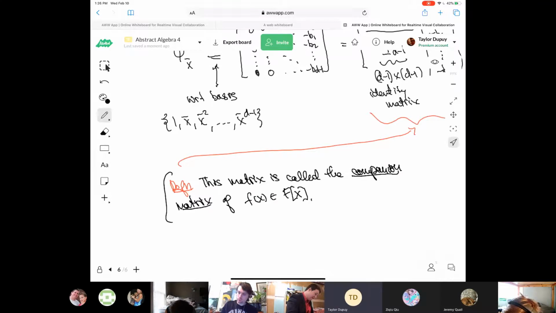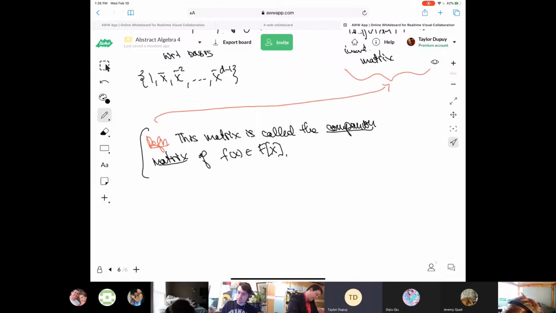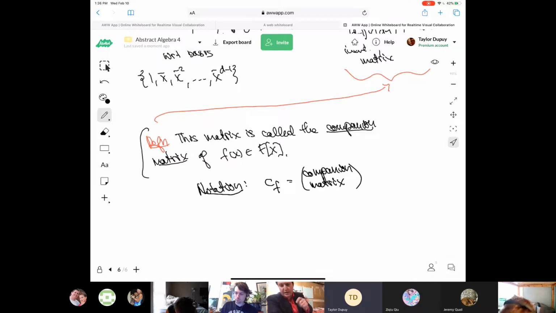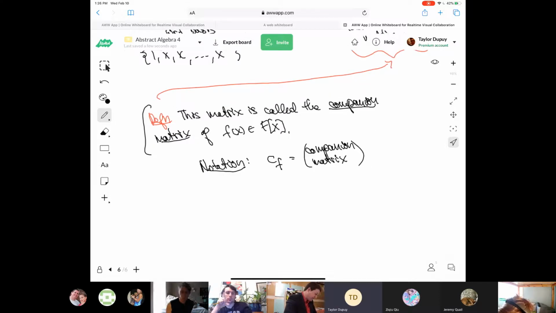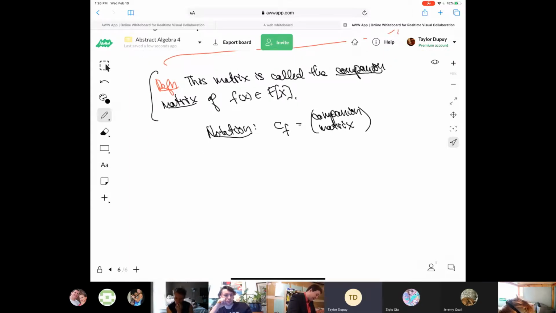Okay, and it has a nice property. We use the notation C of f for the companion matrix. So it's what multiplication by the residue class looks like in that quotient ring. Okay, so that's what this companion matrix is, and it has a nice property.